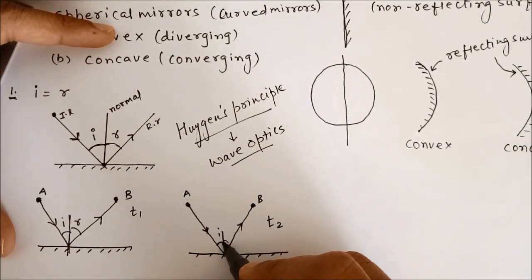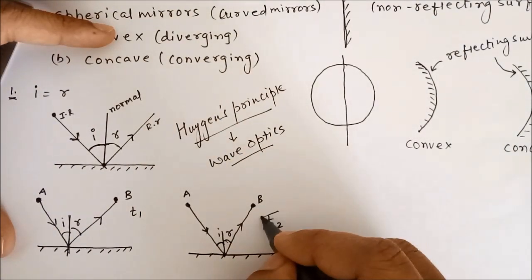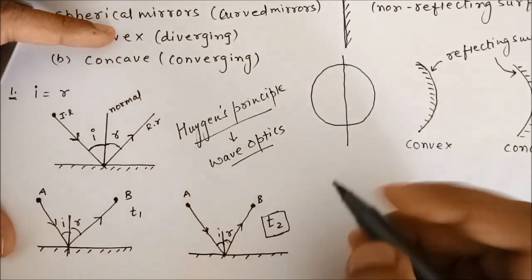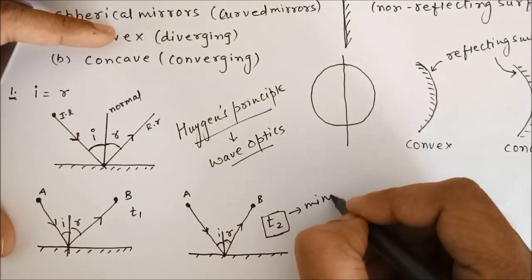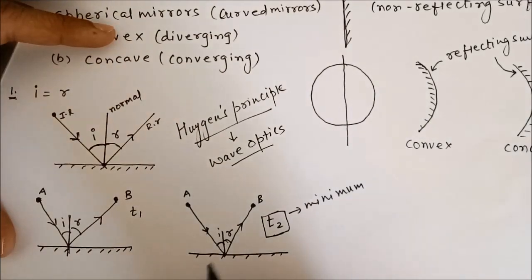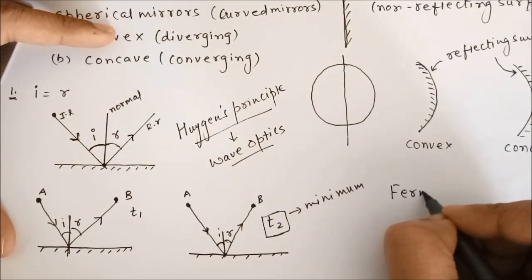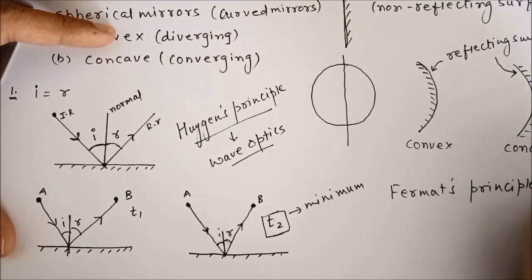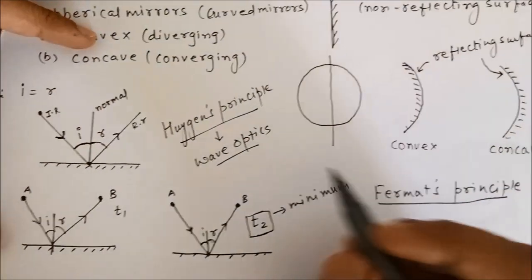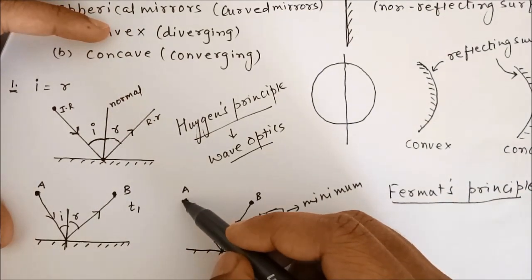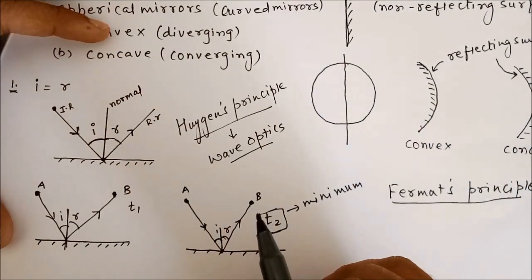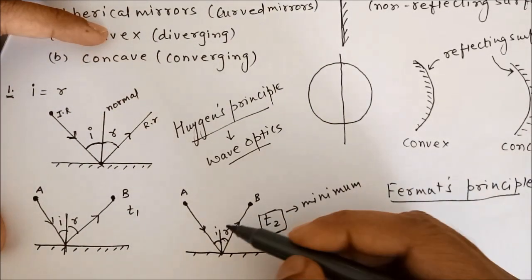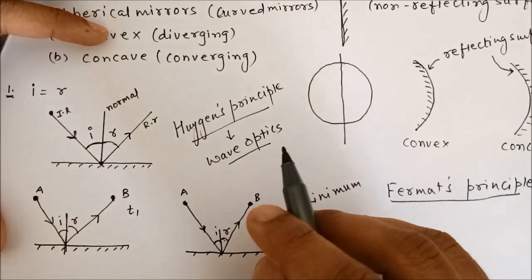Then if these two angles are equal, then this time taken by the light to reach from A to mirror to B will always be minimum. This is called Fermat's principle. In Fermat's principle, we say that light reaches from A to B via shortest path, and it takes very less amount of time. That can be only possible if angle I and R are equal.